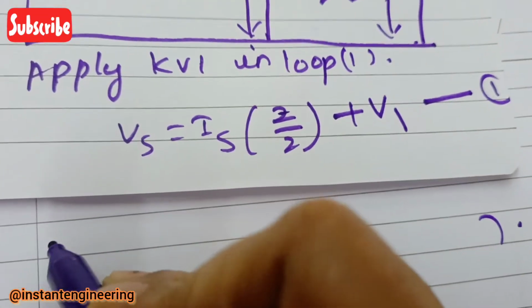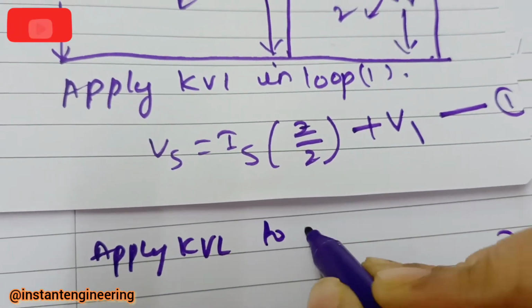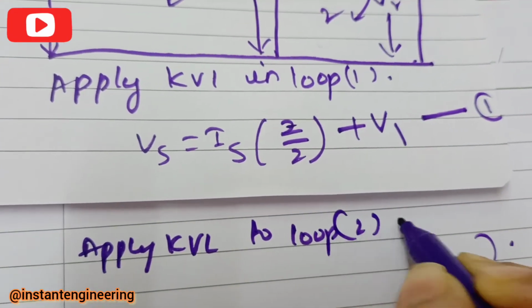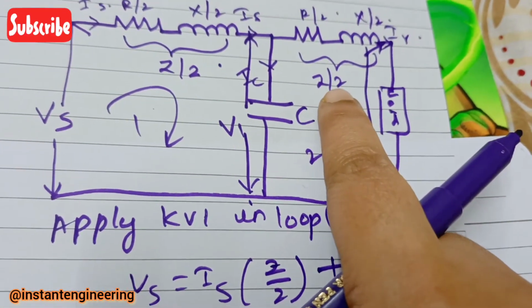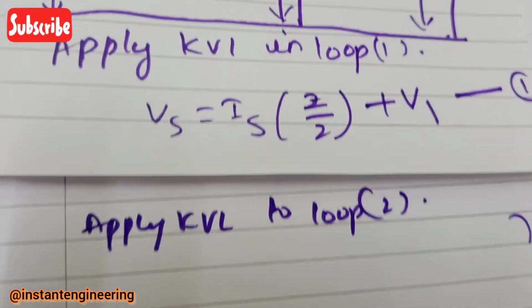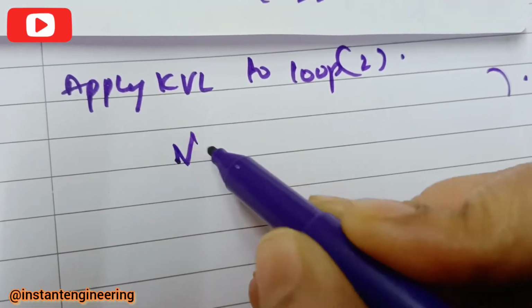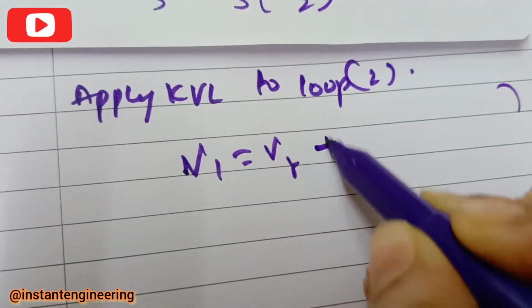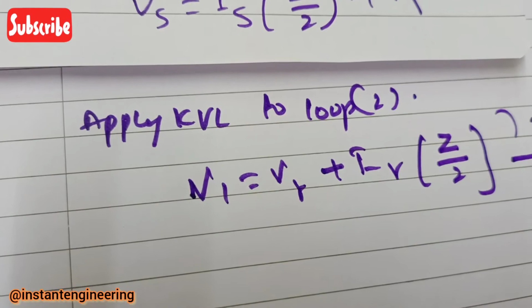Next is apply KVL to loop 2. So in loop 2, that is V1 is equal to IR Z by 2 plus VR. So I'll just write here. That is V1 is equal to VR plus IR Z by 2. Consider this as equation 2.